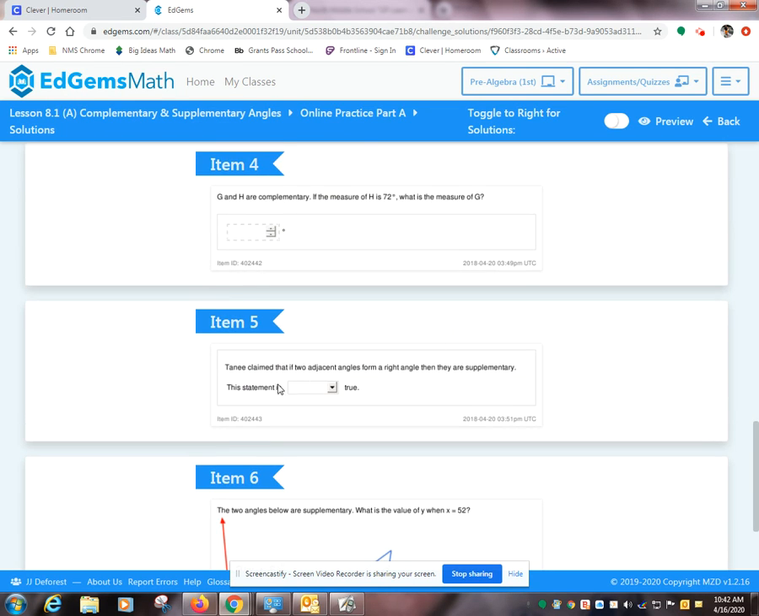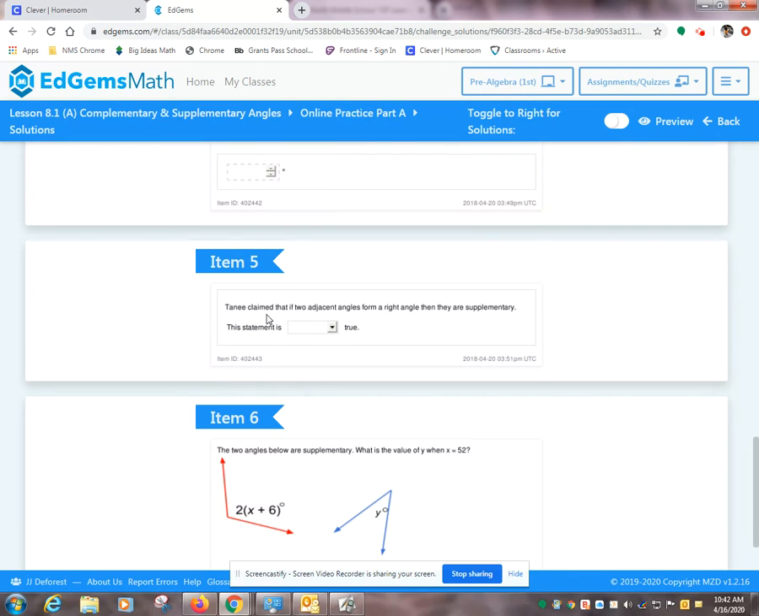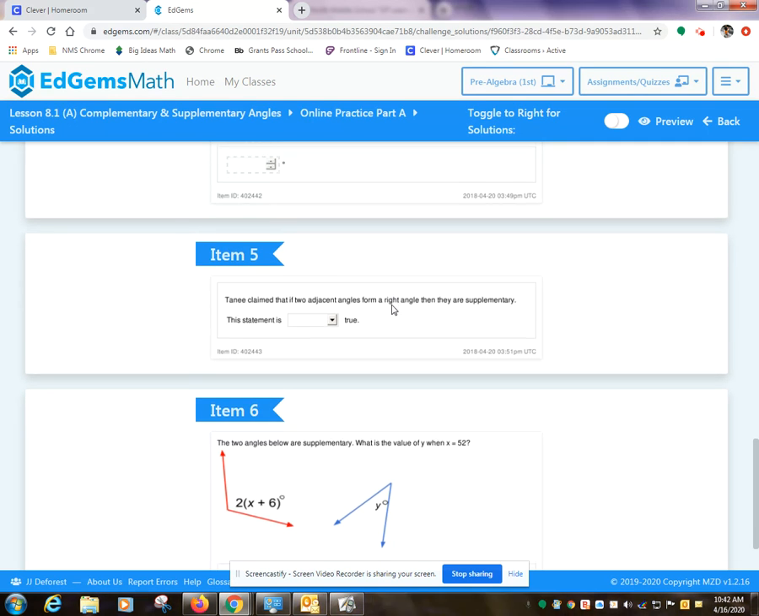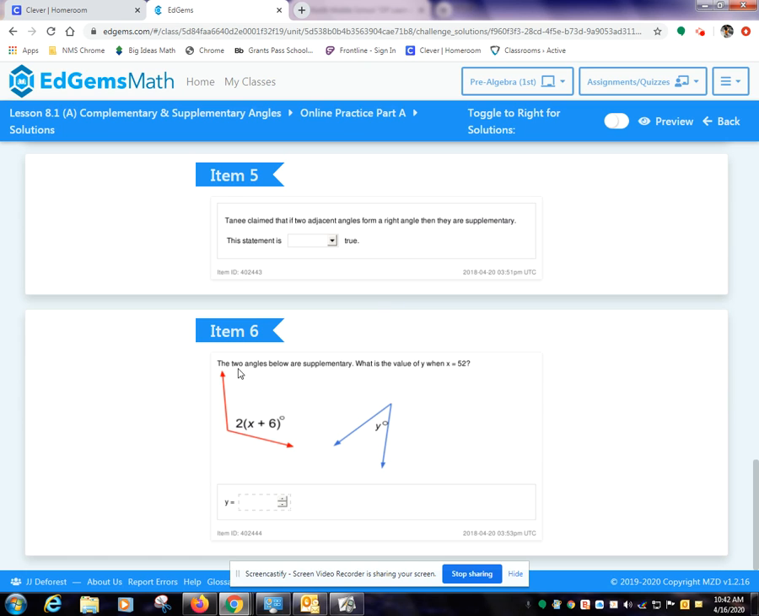Okay, seems pretty good. Tani claimed that if two adjacent angles form a right angle, then they are supplementary. Is this statement true or false? What do you think? Remember, for a right angle, take your index finger and your thumb and spread them apart. It makes a 90-degree angle. It looks kind of like a right angle. And the toughest one here is this: two angles below are supplementary. What's the value of y when x is 52?